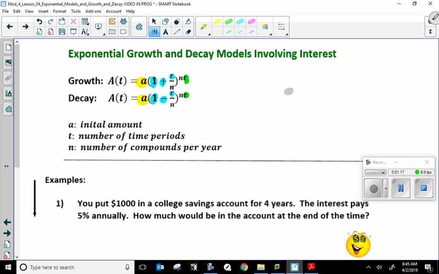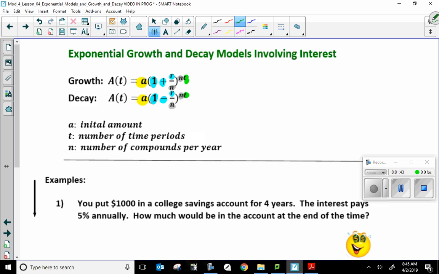This N is below R, meaning it becomes the denominator for R. Your rate now is a fraction, where your rate will be in the top, and this N value will be in the bottom. And then it also shows up here in the exponent where we multiply it times our time. So the big question is, what does this N represent?